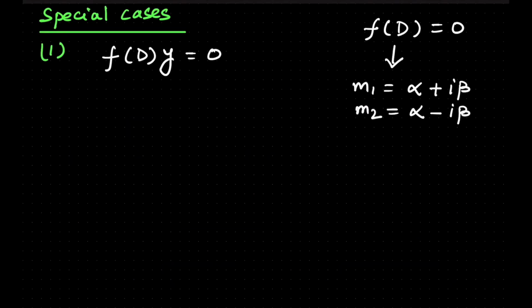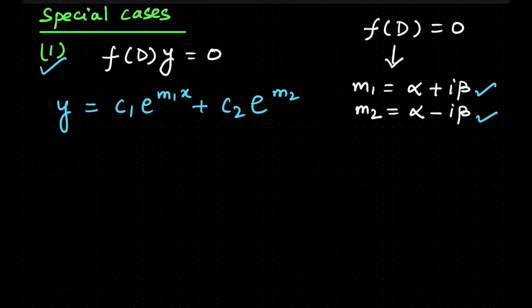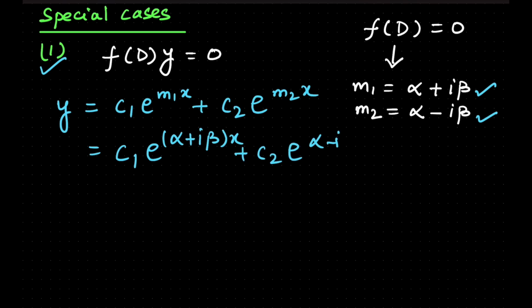Okay, so let's see our special case number 1. So what if our roots are imaginary? So here you can see m1 is alpha plus i beta and m2 is alpha minus i beta. So we will substitute m1 and m2's value to derive our formula. So y is equal to c1 e to the power of m1x plus c2 e to the power of m2x. So in place of m1 you can write e to the power of (alpha plus i beta)x plus c2 e to the power of (alpha minus i beta)x.